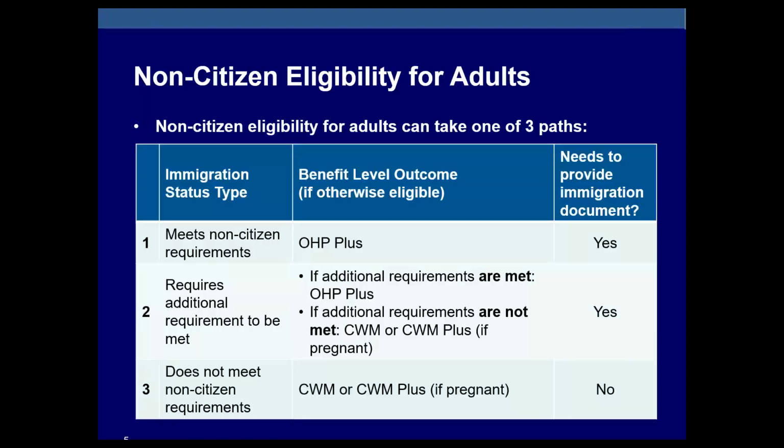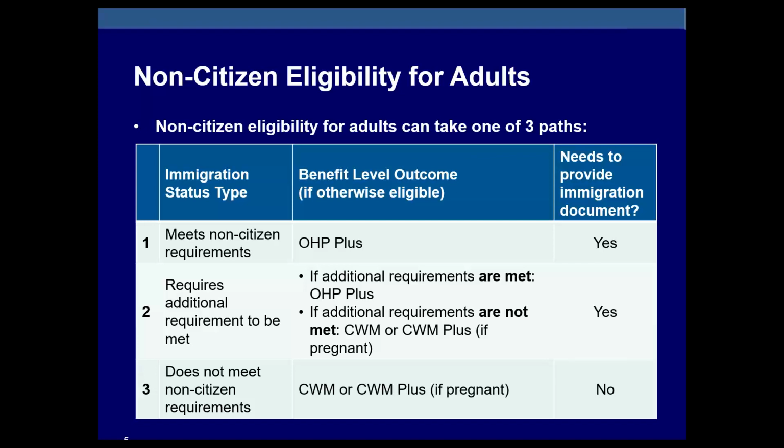Non-citizen eligibility for adults. Non-citizen eligibility for adults requires more factors to be considered compared to children and can take one of the three paths shown on the screen. So as you can see here on the screen, we have three sections. One is the immigration status type, the benefit level, if otherwise eligible, and on the far right, the need to provide immigration documents. So here, those let you know if they need to provide documentation or not.